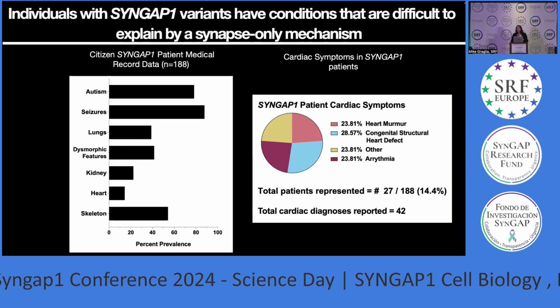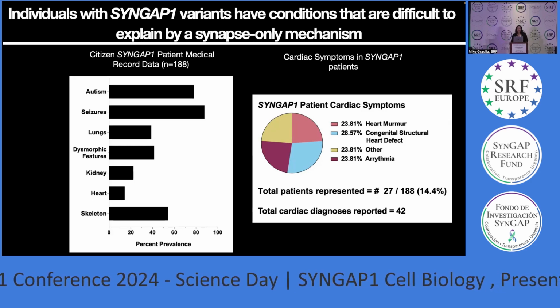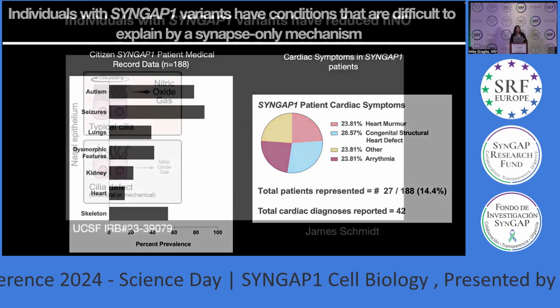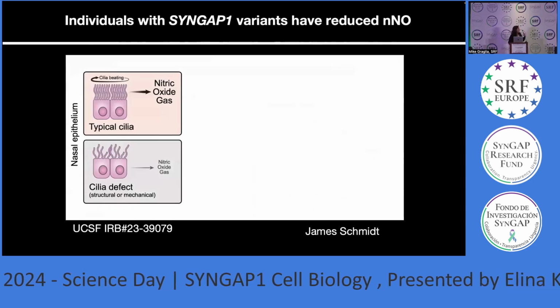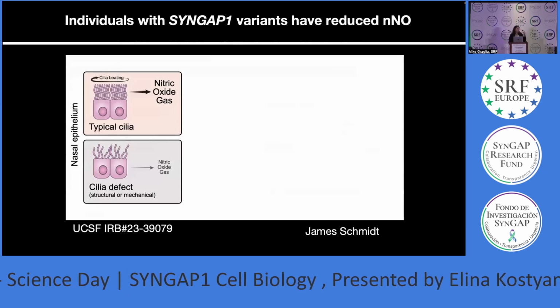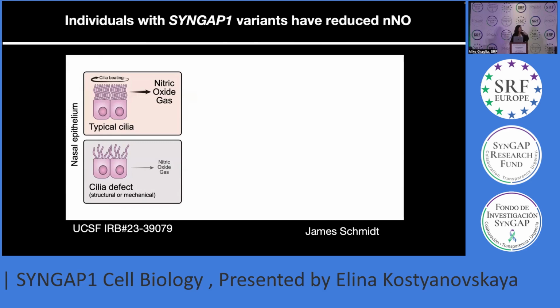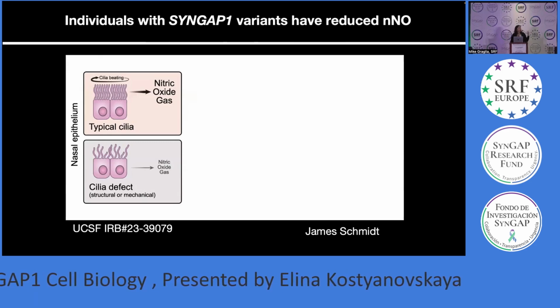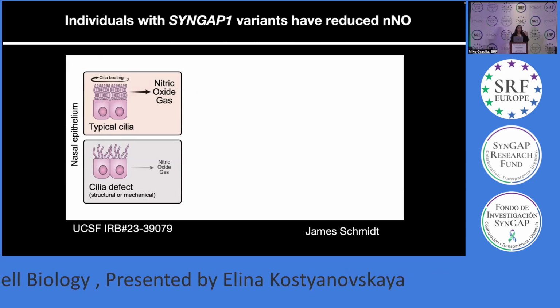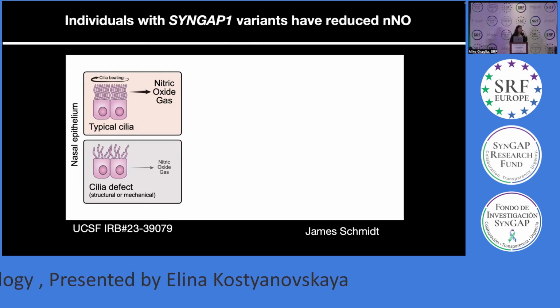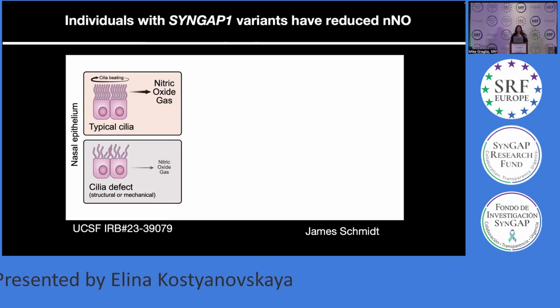If patients actually have a ciliary problem, we should be able to see that in real time. And so just a little bit of background: in your nose, you have these nasal multiciliated cells with cilia that beat. And in the cases where there's cilia defects, this beating is actually important for producing nasal nitric oxide gas. And so when you have cilia defects, you actually have less nasal nitric oxide, and you can measure that in patients with primary ciliary dyskinesia.